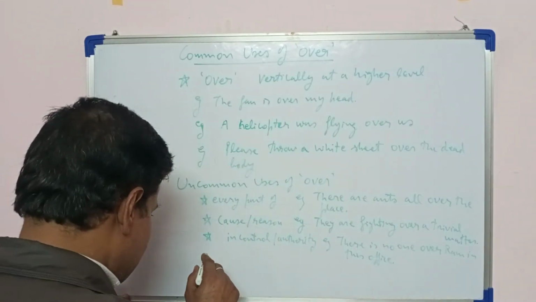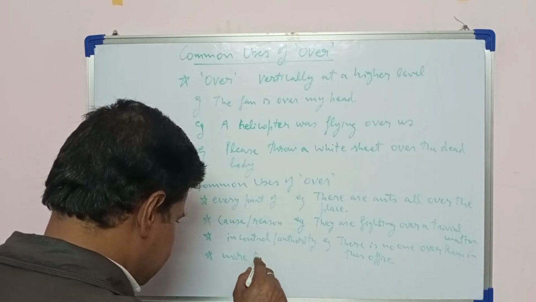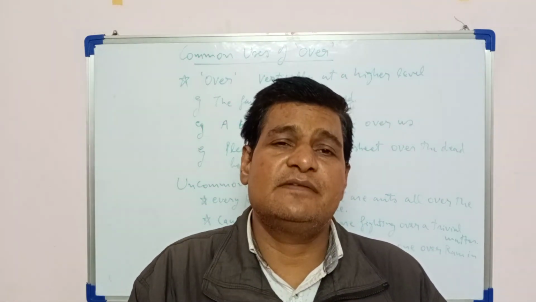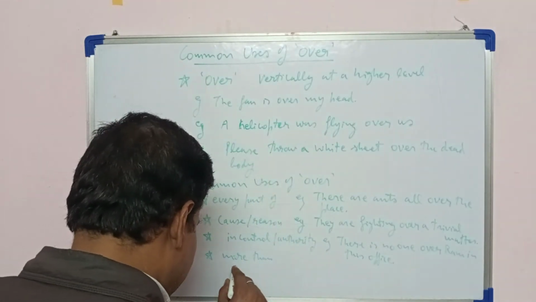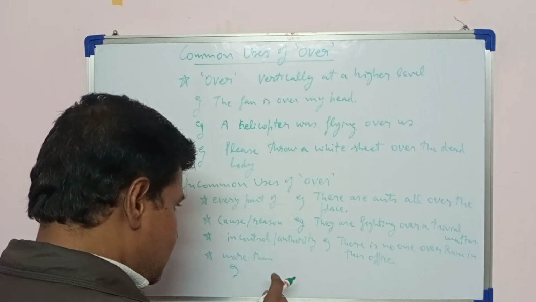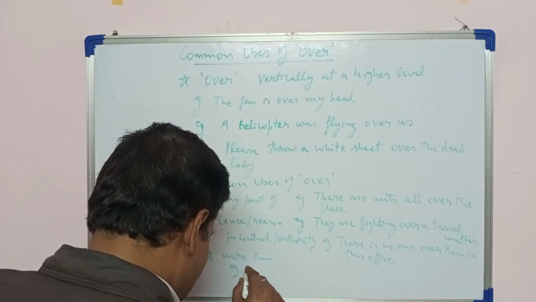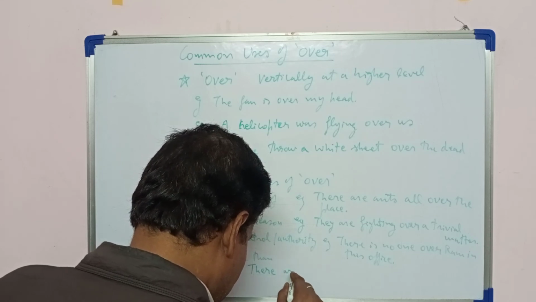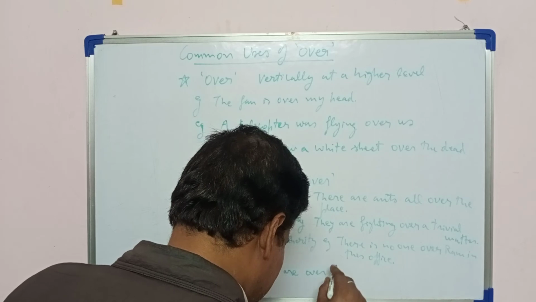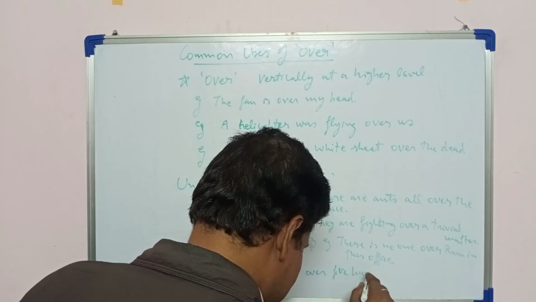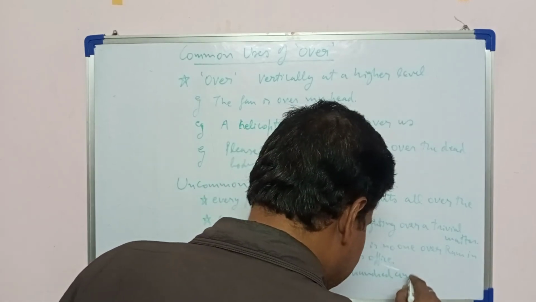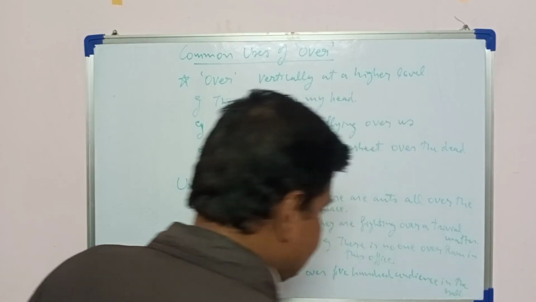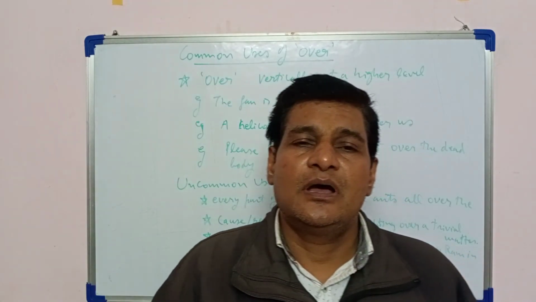Now last one. More than. Over gives the idea of more than. There are over 500 audience in the hall. Or we can say there are over 500 Aryans in the hall. There are over 500 Aryans in the hall.